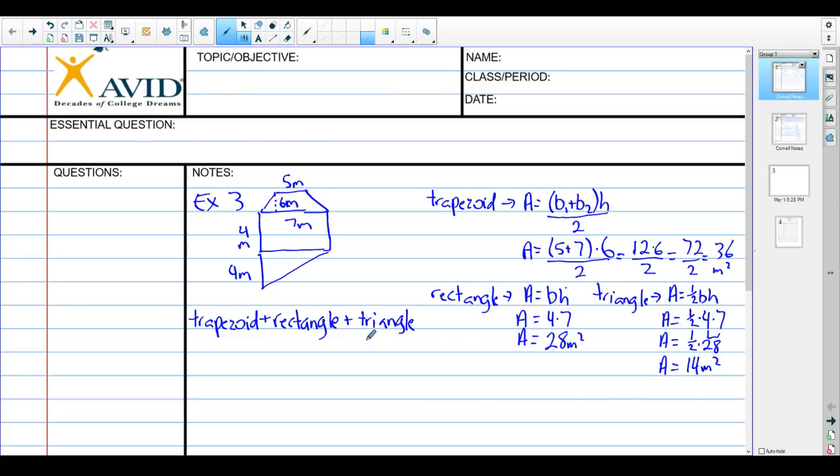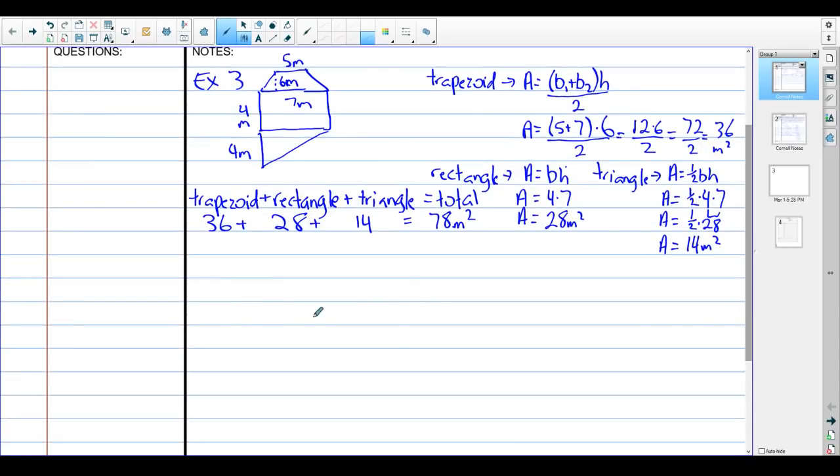So we just add all those together. Our trapezoid was 36, plus the rectangle was 28, plus the triangle is 14, and that gives us our total area of 78 meters squared. All right, almost there. One last good one. These ones are my favorite.